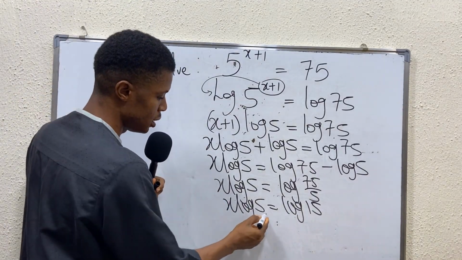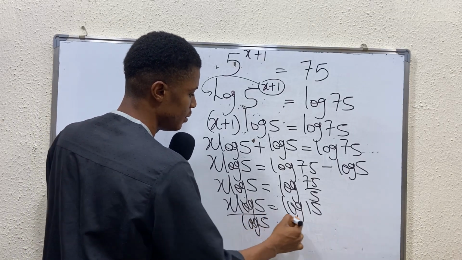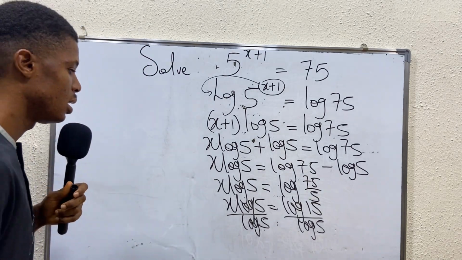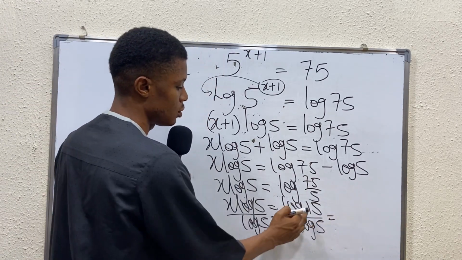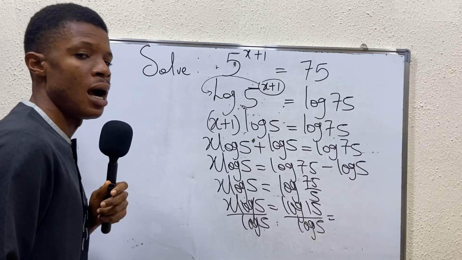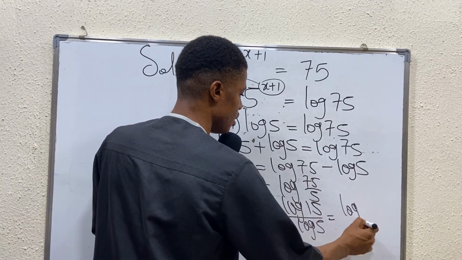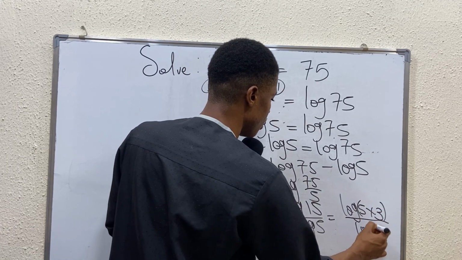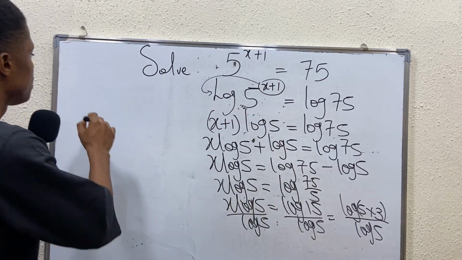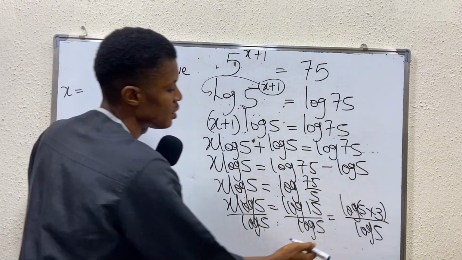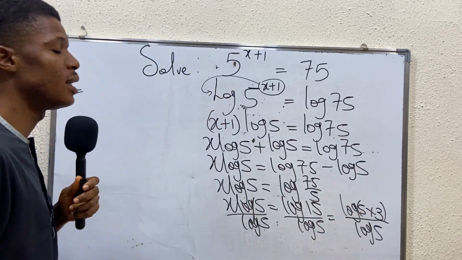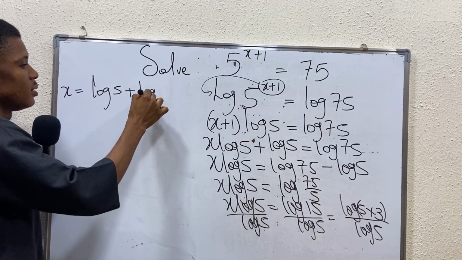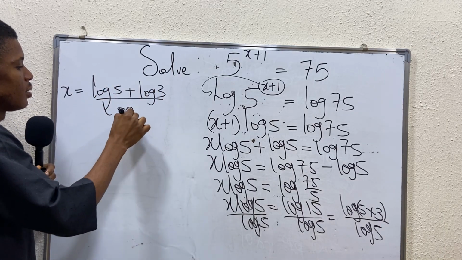The next thing we do is divide through by log 5 on both sides. Dividing by log 5, the left side is just x, and the right side is log 15 over log 5. We can write 15 as 5 times 3, so we have log of 5 times 3, divided by log 5. So x is equal to, since we are multiplying in the same base, we can split them in common logarithm. So we have log 5 plus log 3, divided by log 5.